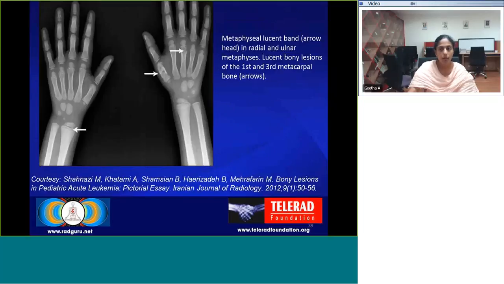This is a case of leukemia where we can see a metaphyseal lucent band in the epiphysis, the metaphysis. Then there are also some ill-defined lucent lesions in the first and the third metacarpal bones.